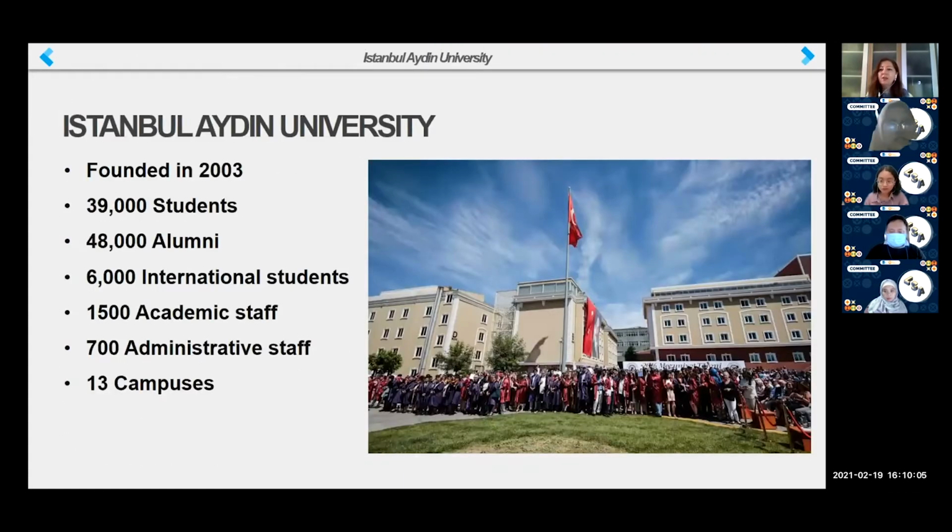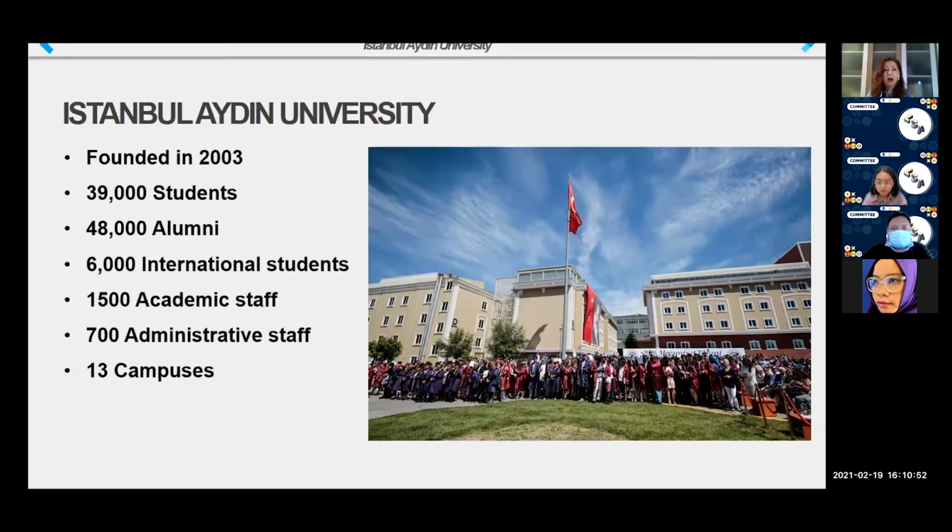Now, as Istanbul Aydin University, we were founded in 2003 in Istanbul. So we are quite a young university, but we have already close to 40,000 students, almost 50,000 alumni, and we have 6,000 international students. We have 13 campuses, all of them in Istanbul. One of them is this large main campus that you see in the picture here. It's called Florya campus, and it houses all our faculties, our rectorate, our international offices here, all the student clubs, and we have our hospital, faculty hospital, dentistry clinics, everything. So it's quite a large campus.